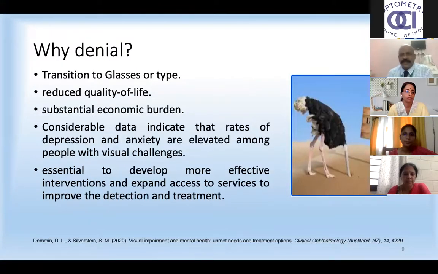So why does this denial happen? It happens because they feel there is a transition to glasses, either from no glasses to glasses for near, or from existing glasses to an added correction for near, or some other form of correction. It gives reduced quality of life and a substantial economic burden, and considerable data indicates that the rates of depression and anxiety are elevated among people with visual challenges. So it is essential to develop more effective interventions and expand access to services to improve detection and treatment.